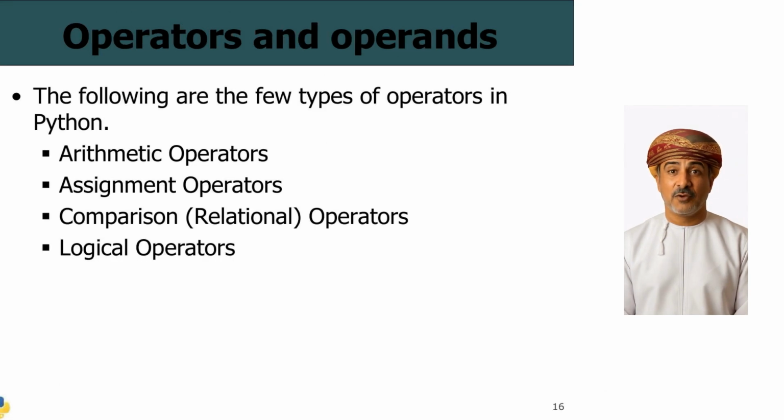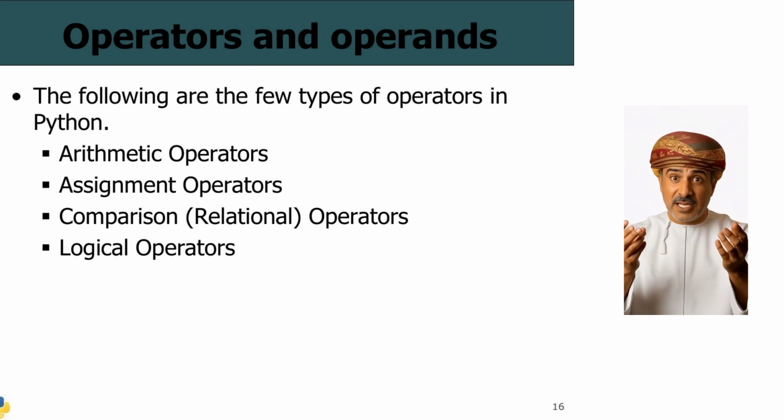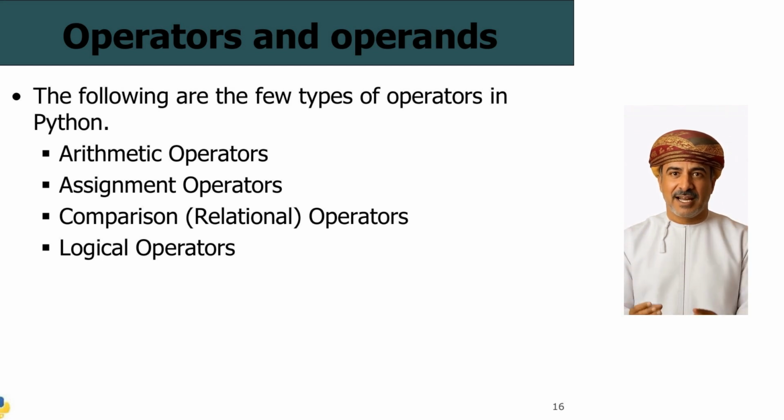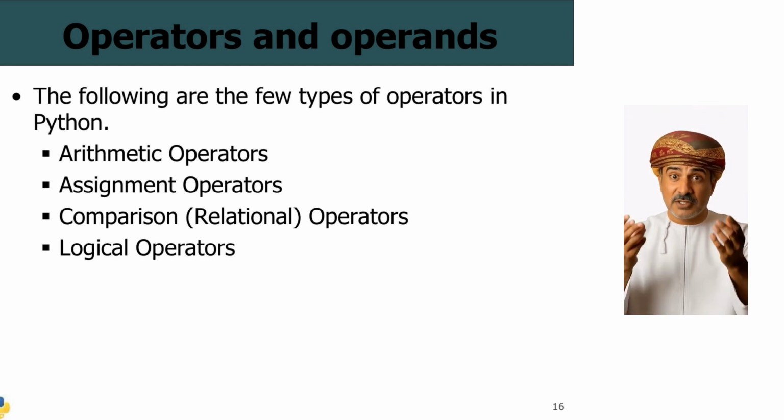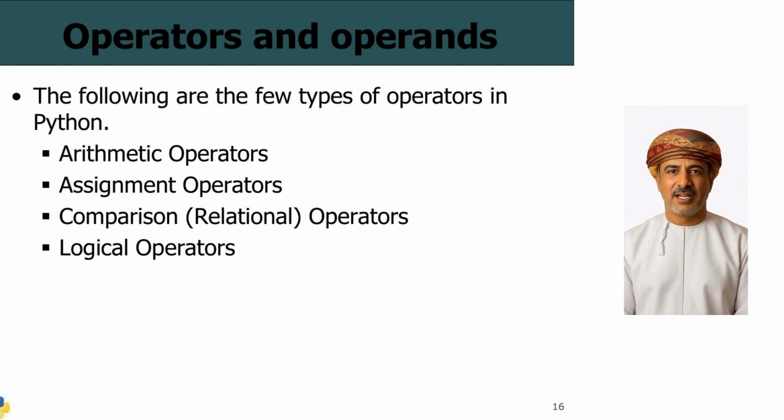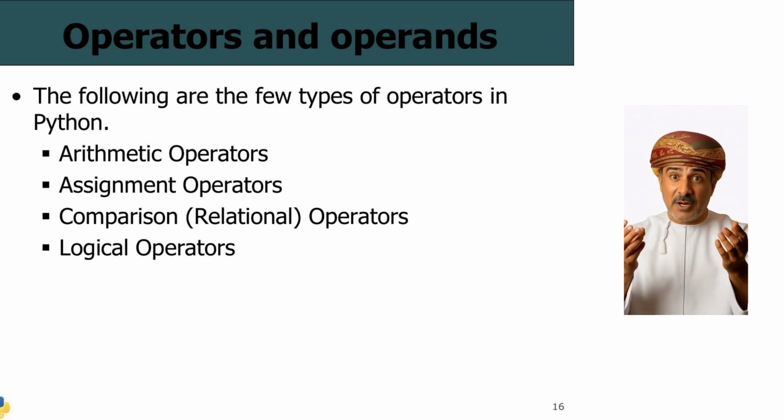Python features several operator types. Arithmetic operators perform basic calculations like addition and multiplication. Assignment operators assign values to variables. Comparison operators evaluate relationships between values, such as equality or inequality. Logical operators combine conditional statements, enabling complex decision-making processes. Understanding these operators is crucial for effective programming.